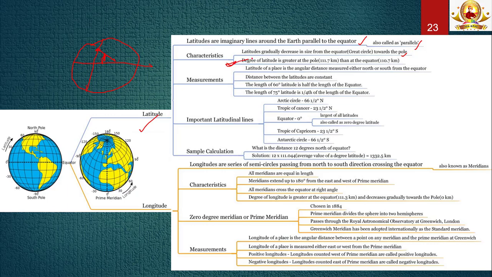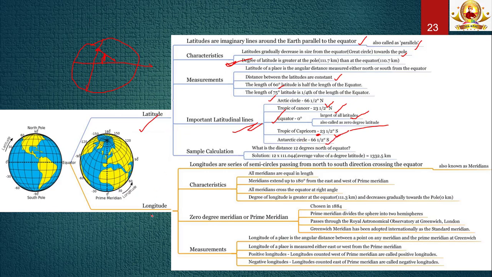So this says that. And there are some facts we should remember. The distances between latitudes are constant. And the length of the 60-degree latitude is half the length of the equator. This is based on the concept of circles. And the length of the 75-degree latitude is 1/4 of the length of the equator. Important latitude lines we studied: the equator at 0 degree, largest of all latitudes and also called 0 degree latitude. Then Tropic of Cancer 23.5 degree north, Arctic Circle 66.5 degree north, then Tropic of Capricorn 23.5 degrees south and Antarctic Circle 66.5 degrees south.